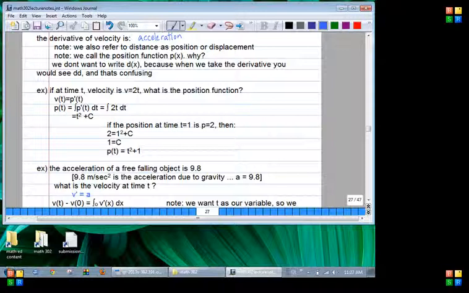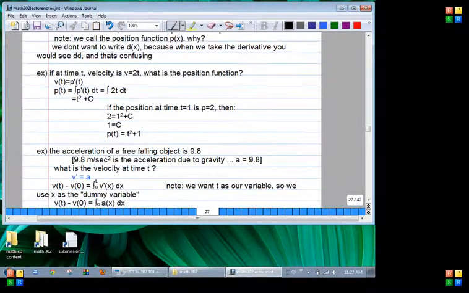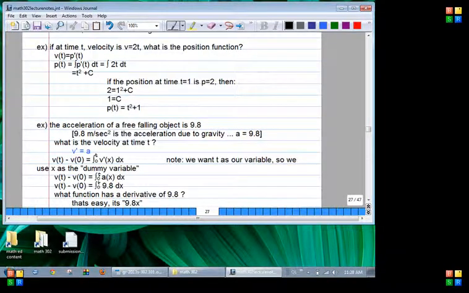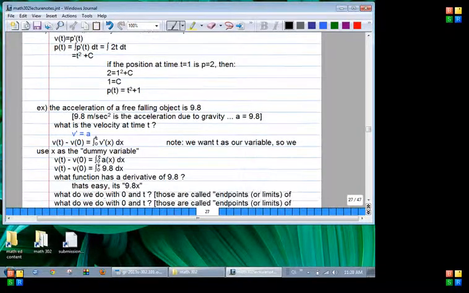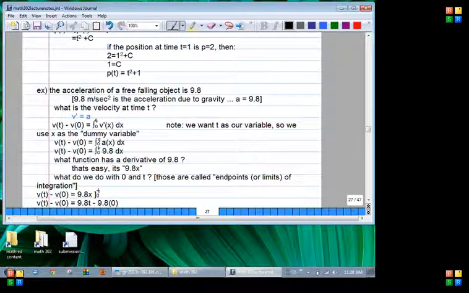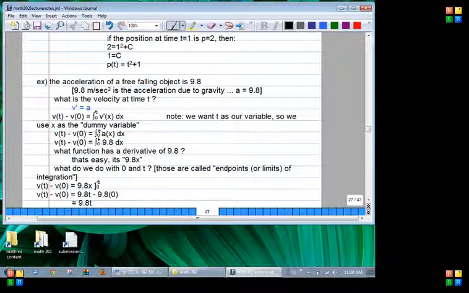So what we know is that v of t minus v of 0 equals the integral from 0 to t of v prime of x dx. And of course, v prime is just a. So a was 9.8. So when you take the antiderivative, 9.8x. And now you evaluate it from 0 to t. So you just get this.